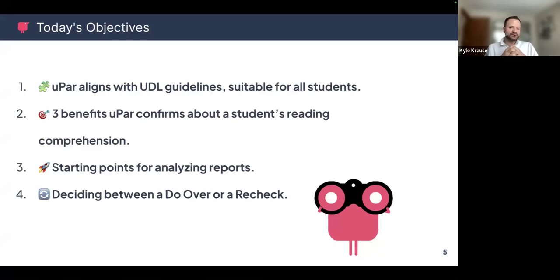We're also going to take a look at 3 benefits that uPar confirms about a student's reading comprehension and some of the information and data that's going to be found within there. We'll talk a little bit about how to start with analyzing those reports. I know that can always be a challenge: where do I start, Kyle? I have the summary circle, it's got colors, it's got a wheel. Where should I start as I'm actually looking at my students and some of those reports?